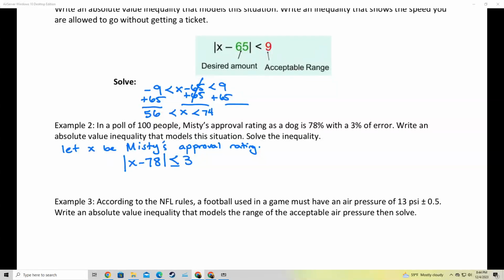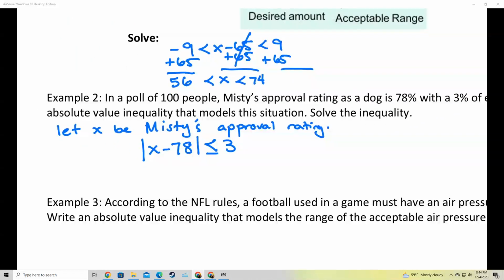Again, it's pointing to the left, and that's a positive number. We're going to use the shortcut, the sandwich method. We're going to swing that 3 to the front and make it negative. So I get negative 3 is less than or equal to x minus 78 is less than or equal to 3. We're going to go ahead and add 78 to all sides.